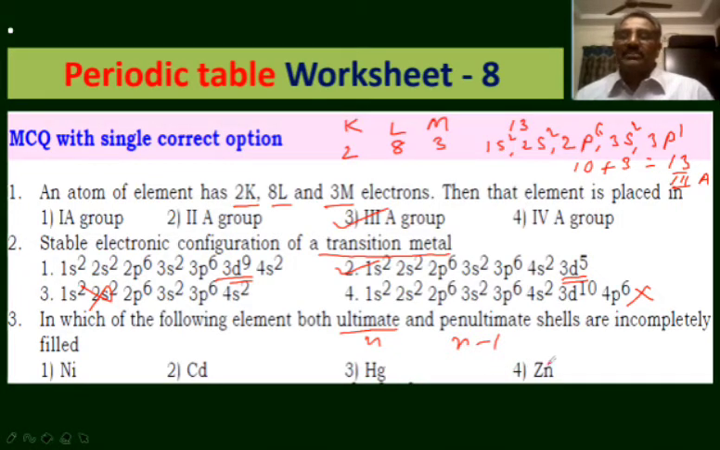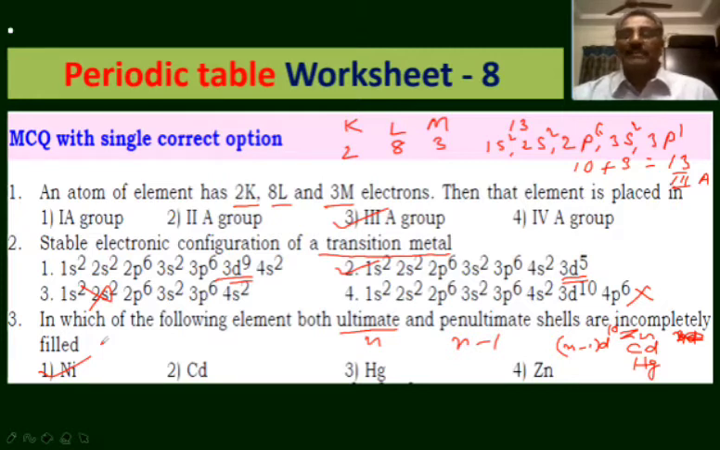You know the zinc group elements, zinc, cadmium and mercury, belong to the 12th group. In this group, d orbitals are completely filled. It has the (n-1)d10 configuration. So incompletely filled orbitals are possessed by only nickel. So nickel is the correct option here.